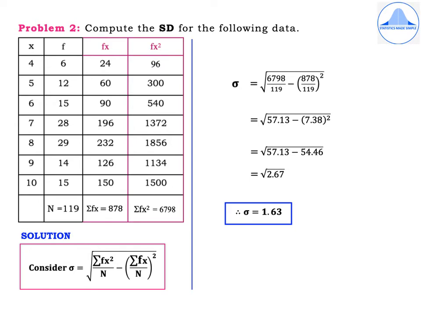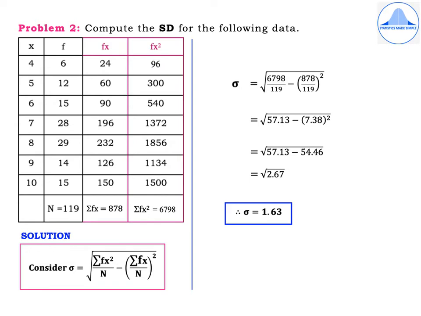Next, start with the solution. Write the formula of the standard deviation for discrete data, that is, consider sigma equal to root of summation fx squared by n minus summation fx by n the whole square. Let us form two more columns which are highlighted in pink color, which is fx and fx square. So fx values are 24, 60, 90, 196, 232, 126, and 150. Summation fx is 878.